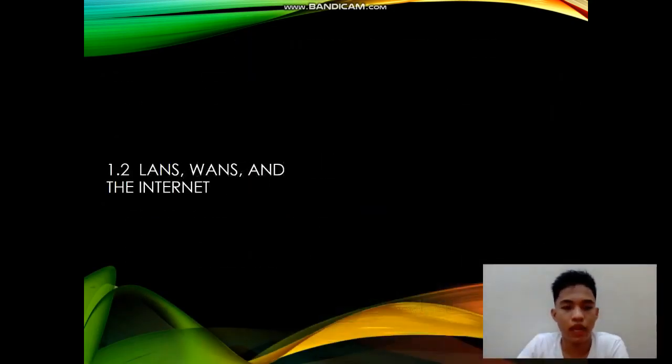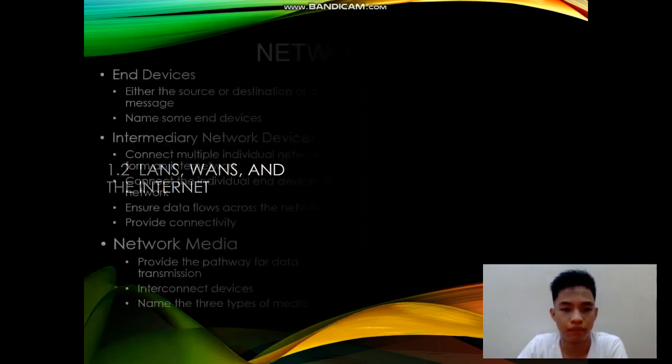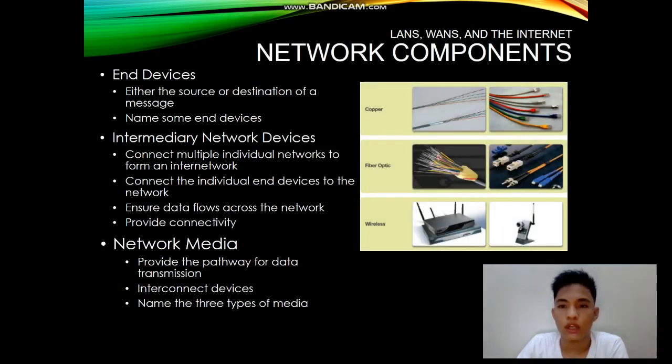Section 1.2, LANs, WANs, and the Internet. Network components and devices. End devices are either the source or destination of a message. Intermediary network devices connect multiple individual networks to form an internetwork. They connect the individual end devices to the network, ensure data flows across the network, and lastly provide connectivity. So those are the intermediary network devices.